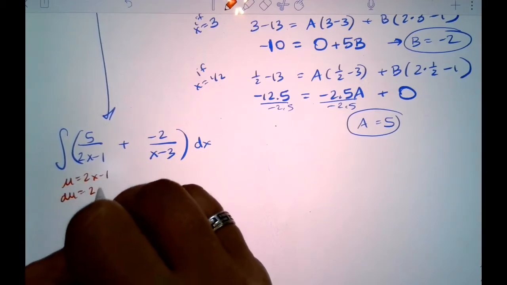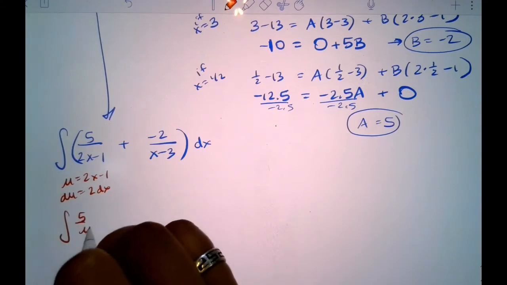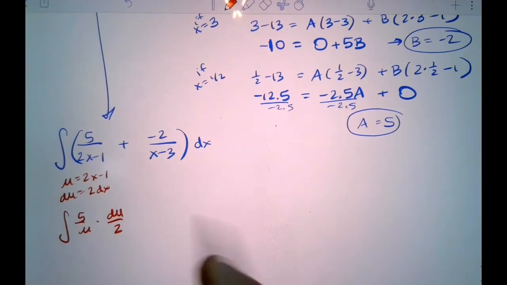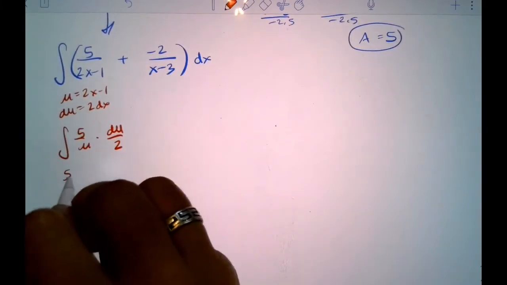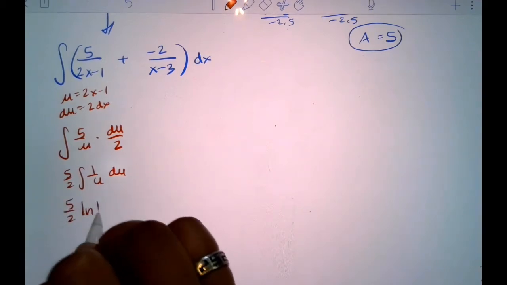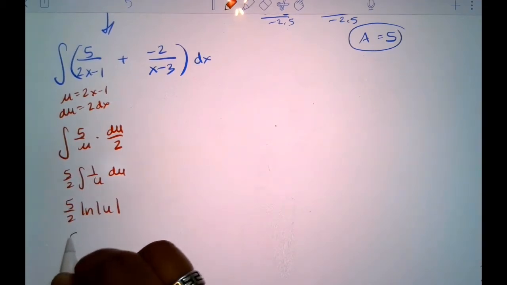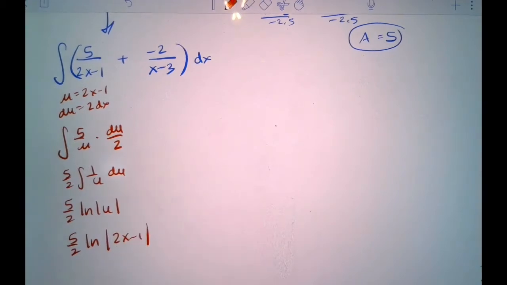You have a little bit of a different follow-through here on the first one, right? Because I'd have 5 over u times du over 2. So let me just finish that one out. That would be 5 halves the integral of 1 over u du, which of course is natural log, right? And then I'm just going to put the u in, 2x minus 1.